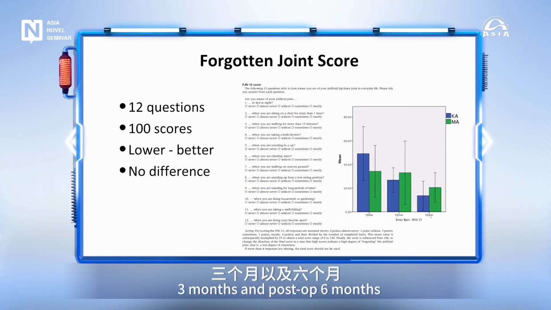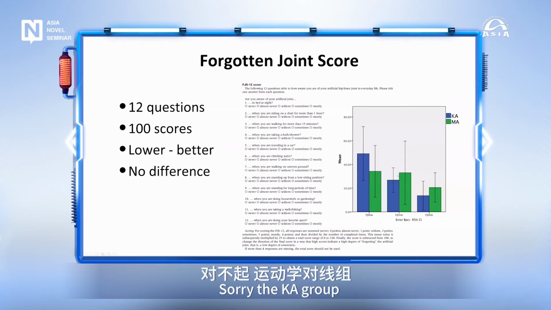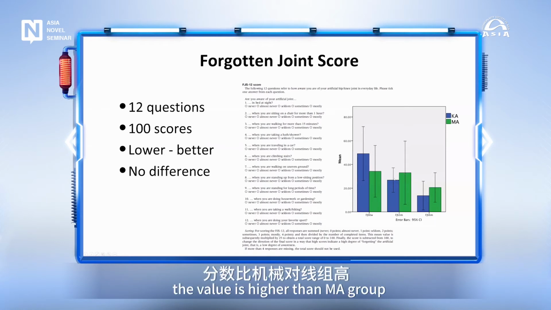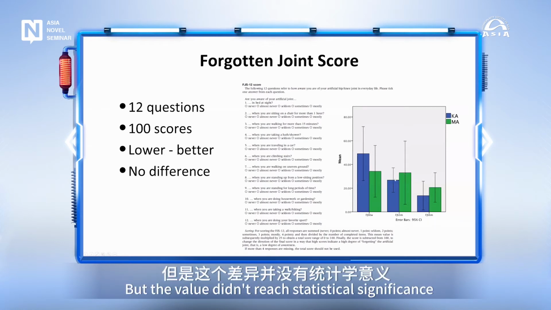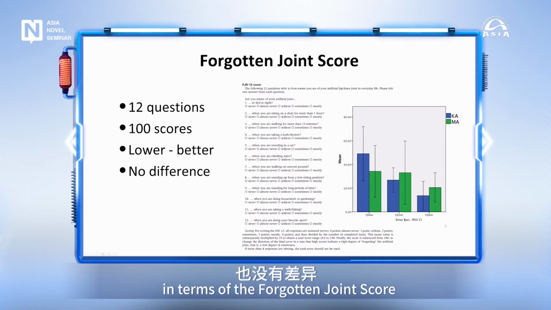3 months and post-op 6 months. The MA group, the average value is higher than the KA group, the value is higher than the MA group, but that value didn't reach statistical significance. But there's also no difference in terms of the Forgotten Joint Score.